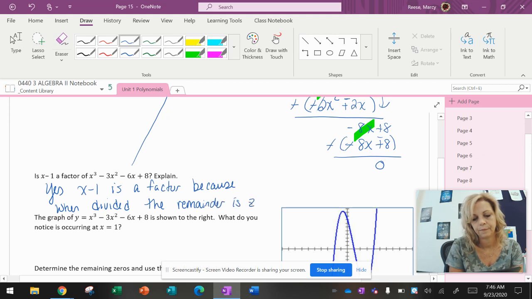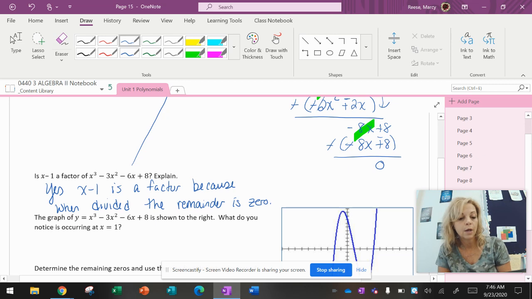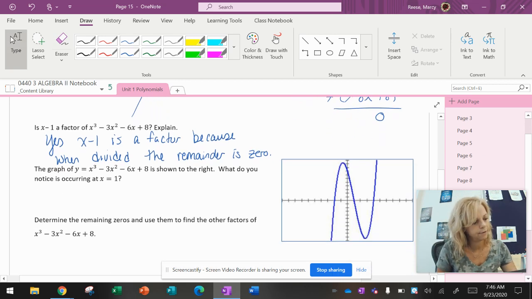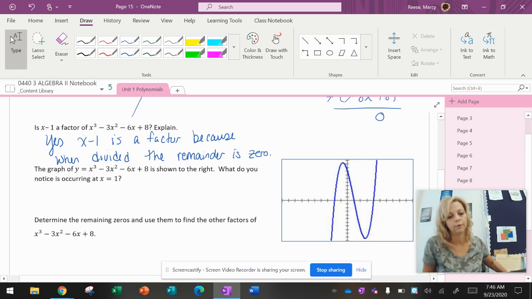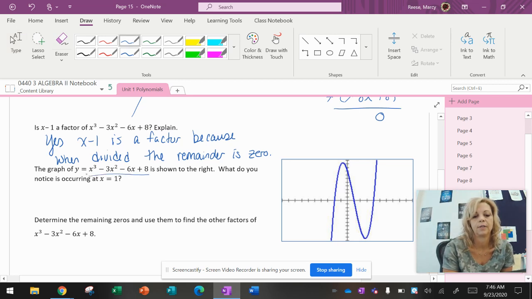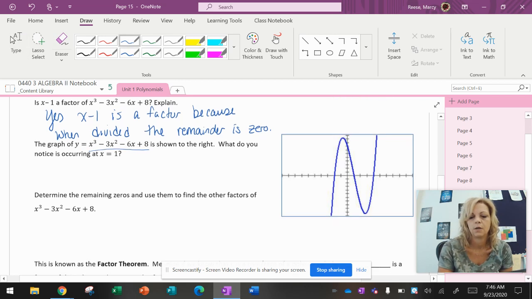Okay? So let's take a look at that as a graph. So let's take a look at that polynomial. Same problem, the x cubed minus 3x squared minus 6x plus 8. Let's look at it on a graph of y equals as a function. Now if you look at it right here, what do you notice is occurring when x equals 1? So look at that. When x equals 1, it is what? We call that an x-intercept, right? That is an x-intercept.